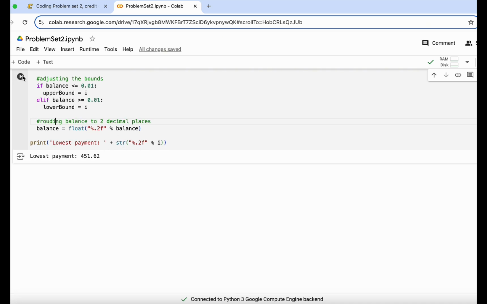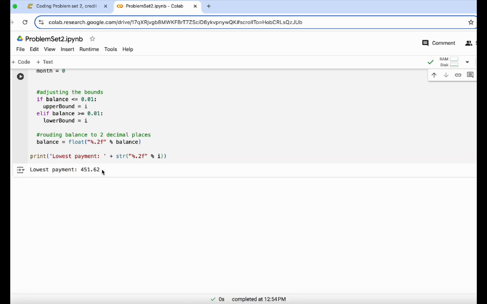So if we were to run this code, I believe it's already connected. Perfect. Just right away, 451.62.